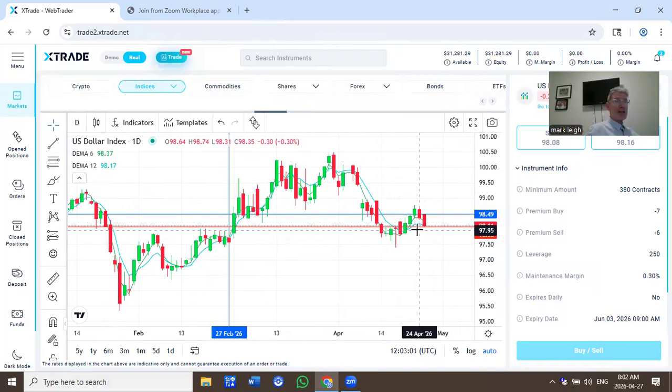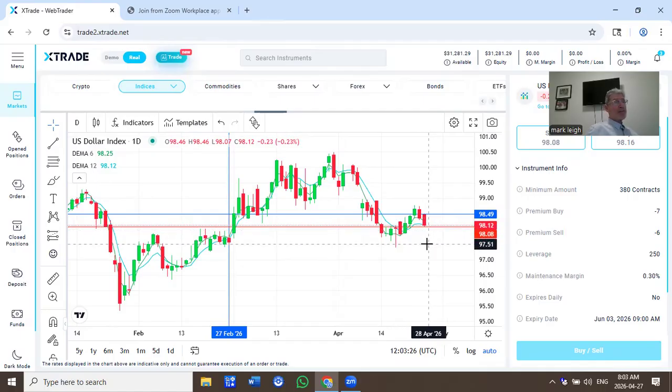I've got resistance at 98.49. I've got support at 98.11, and sellers will be looking to test this 98 level. Trend is still up. EMA, as you can see, leading indicator above the lagging indicator. We'll see how that plays out for the rest of today. Sellers will look to test this 98 even lower.